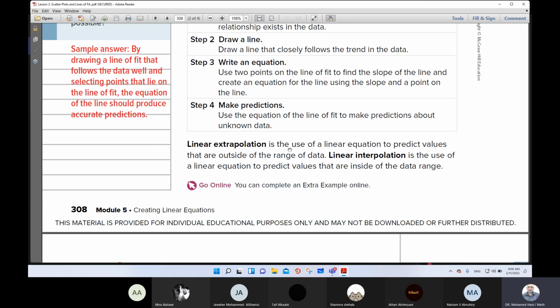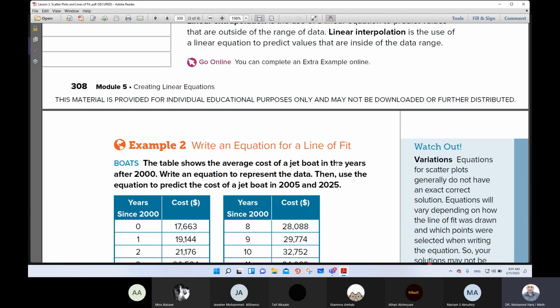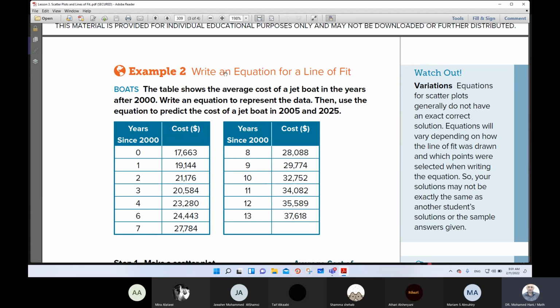Linear extrapolation is the use of a linear equation to predict values that are outside of the range of data. Linear interpolation is the use of a linear equation to predict values that are inside of the data range. Example: write an equation for a line of fit.